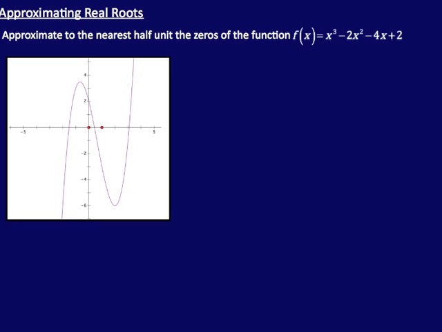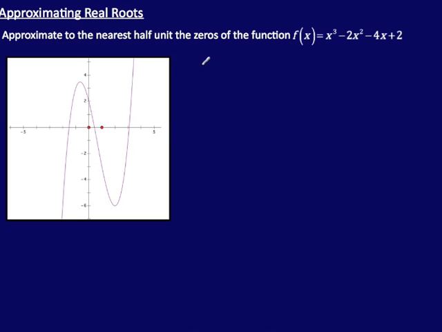Sometimes you can't find rational roots, and so you have to look at the graph and approximate the real roots. But we can do it a little more specifically than just looking at the picture and going, ooh, that looks to be about 3, but it's a little more, and then you start approximating and it gets a little weird. So we can look at this numerically.